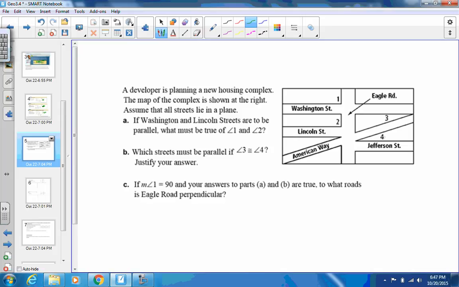So there's some angles even labeled here. Angle 4 would be this angle right here. Angle 3 is this angle right here. Angle 2 is this one right here. And angle 1 is this one right here.